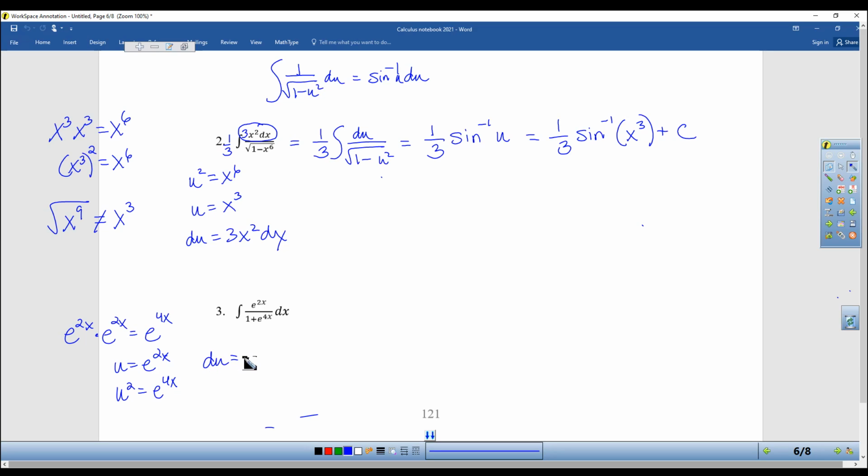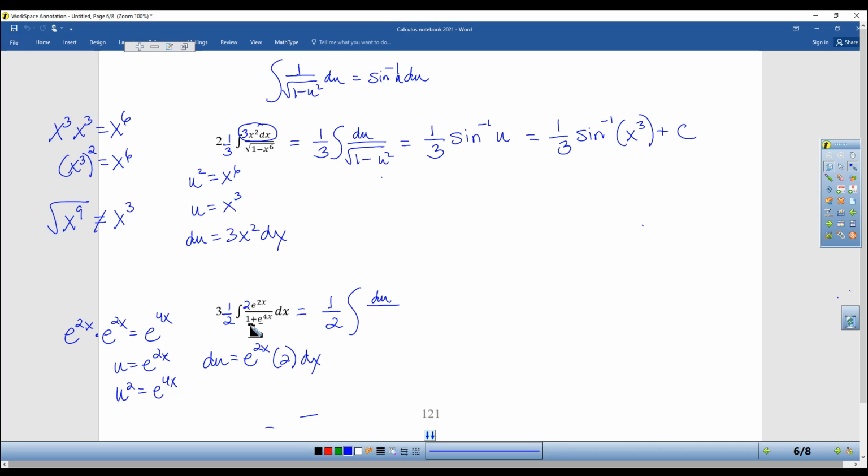And then my du would be e to the 2x times the derivative of the 2x, times 2. I don't quite have that. I'm missing the 2, so I add the 1/2. Now I rewrite the equation with the u's. I do expect to see this step. Can't just skip it. So this, and this is my du.